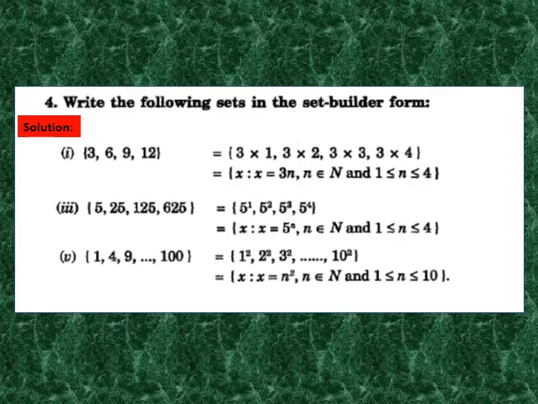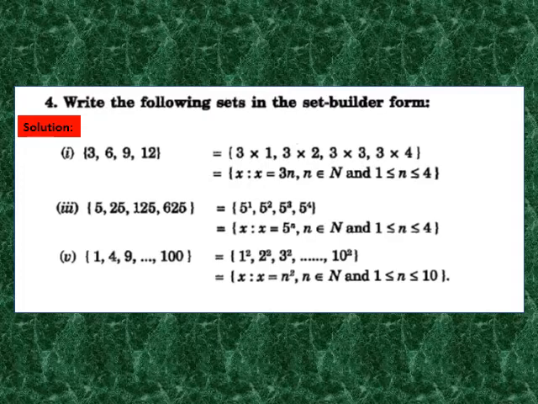So we'll write the set as X such that X is equal to 5 power n. N means what? Natural number. So n belongs to N. Capital N is the natural number set. And here n also belongs to 1 less or equal to n less or equal to 4. Clear?